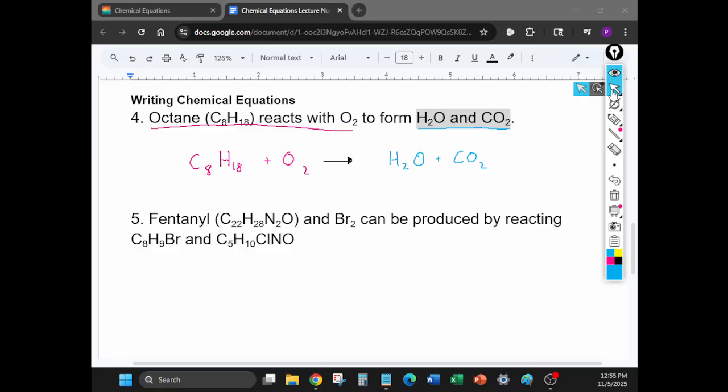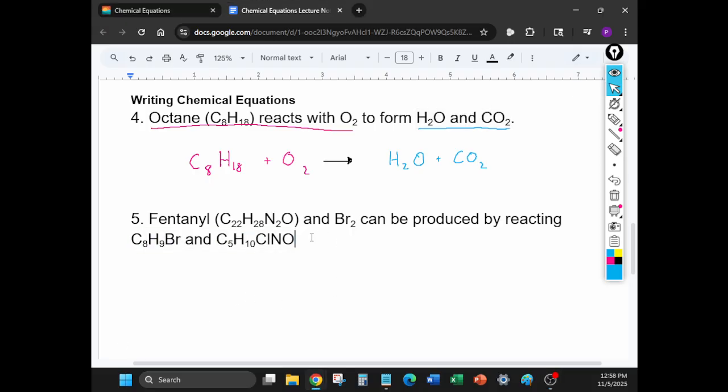Okay, so today, it's pretty simple. It's basically, can you understand what the problem is saying? All you're doing is figuring out what are your starting chemicals. You put them on the left side of the arrow, draw an arrow, and the chemicals you make go on the right side. Okay?